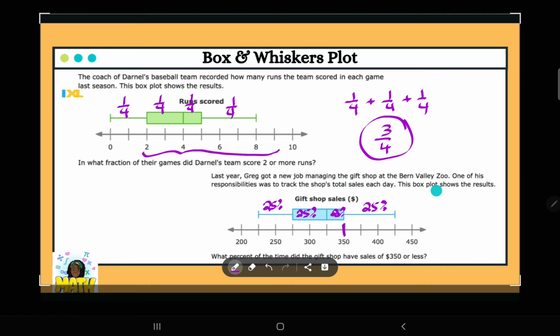$3.50 or less would be here. So 25 plus 25 plus 25 would be 75%.